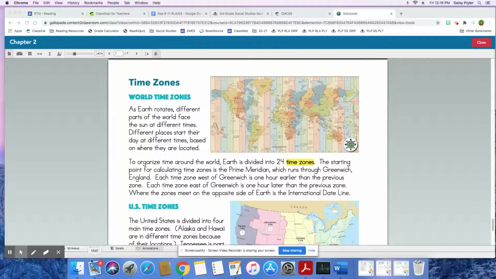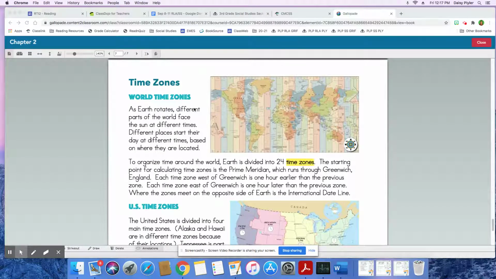Okay, I want you following along with me as we are reading on page 18 of our social studies workbooks. Today, our learning objective is: I can explain what a time zone is. So what is a time zone? Well, if you look at this map right here, it has the world divided into time zones. So let's go ahead and read this first paragraph.